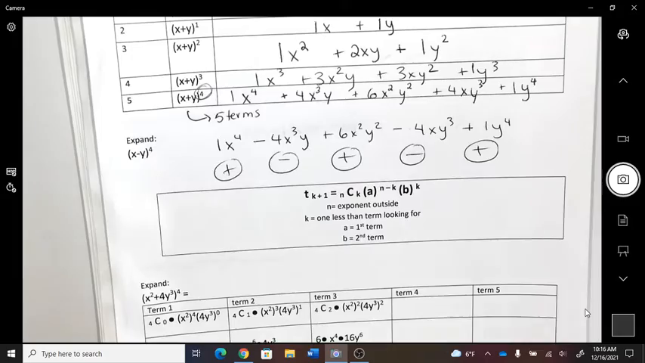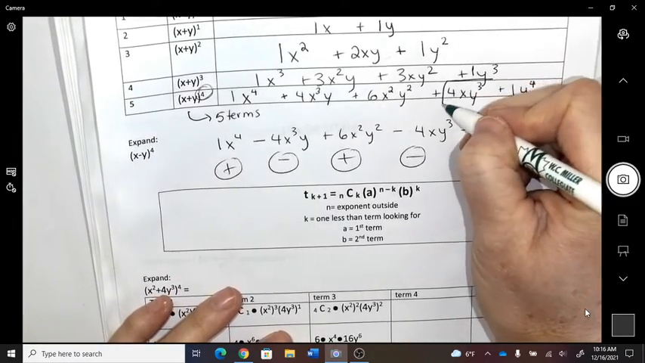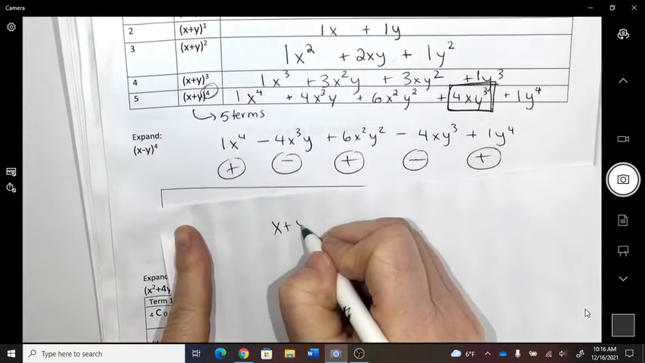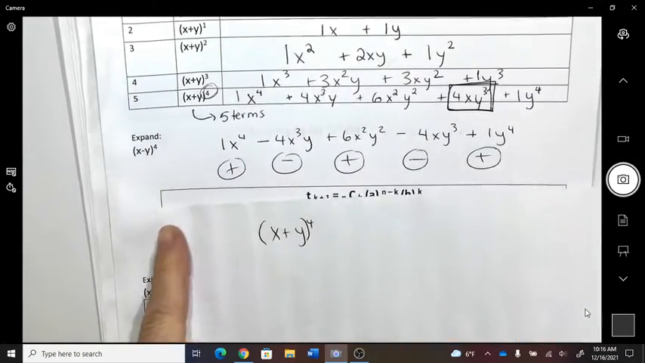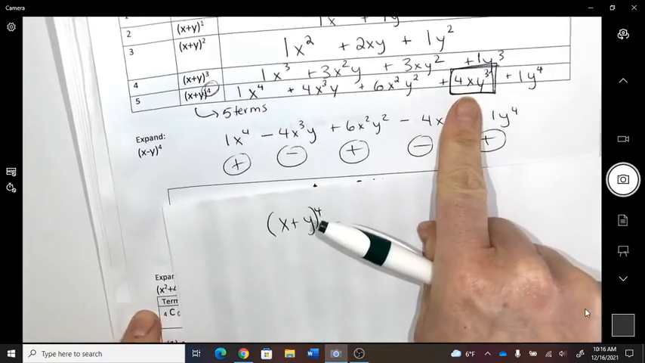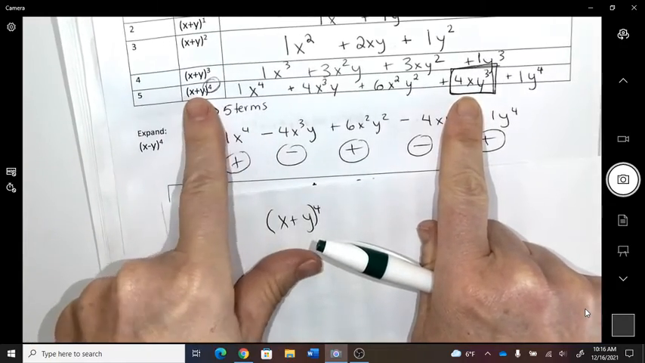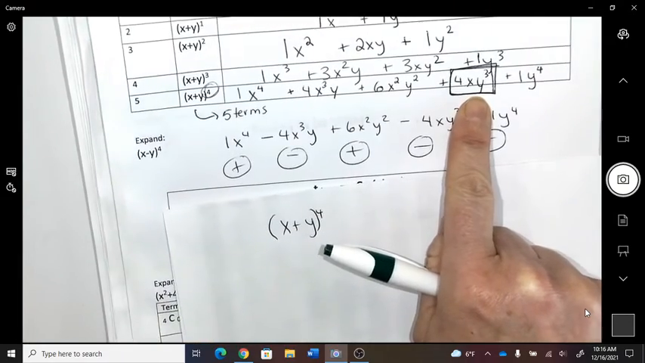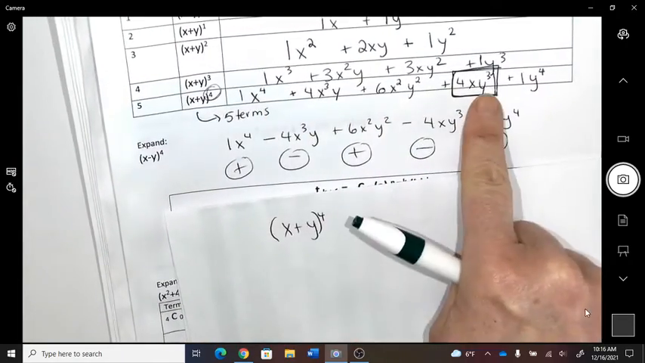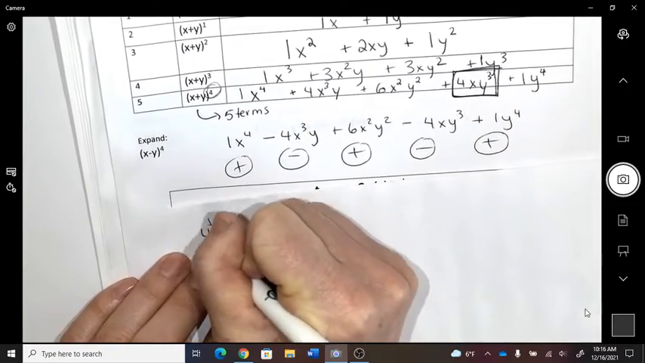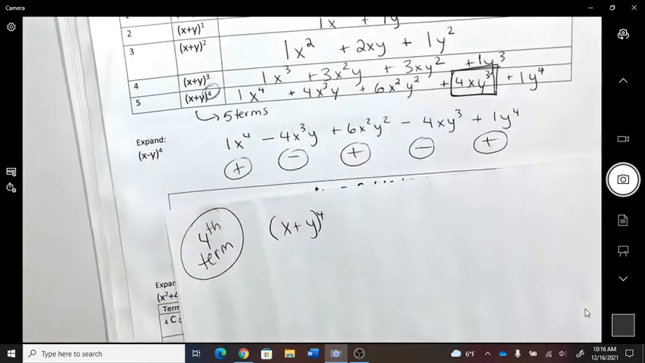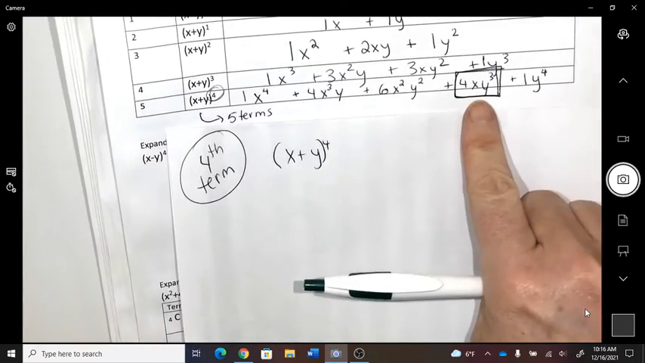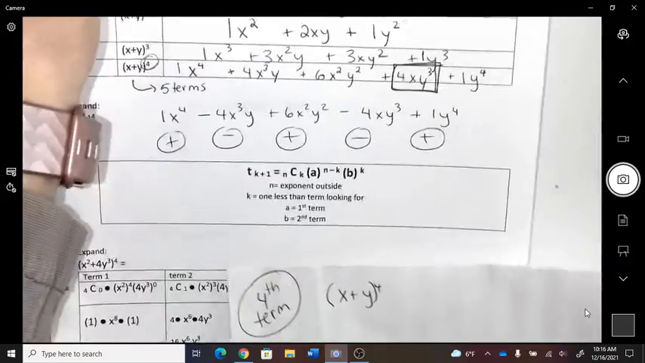Okay, here's an example. So if I look at this and I just want to find that term. Okay, so don't write this down, just watch again. 1, 2, 3, 4. It's the fourth term. I'm going to try to figure out what the fourth term is. Okay, I already know the answer. Let's see how to get it using this formula.